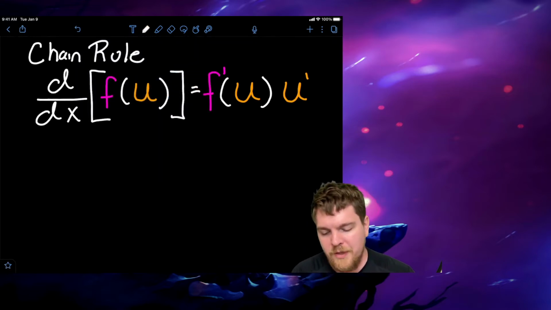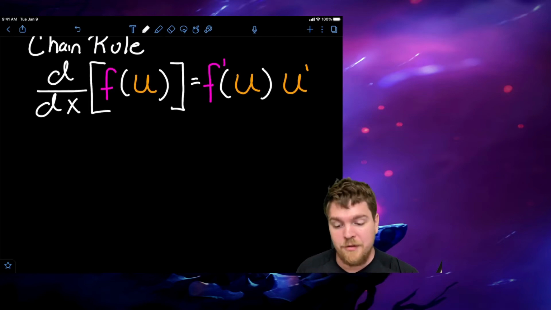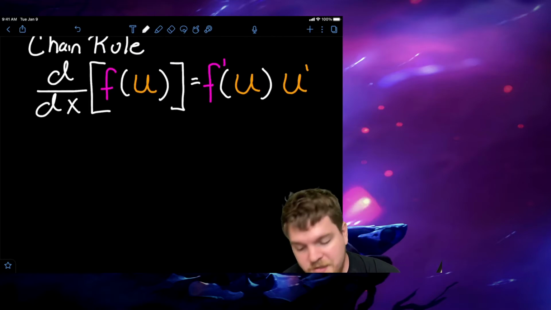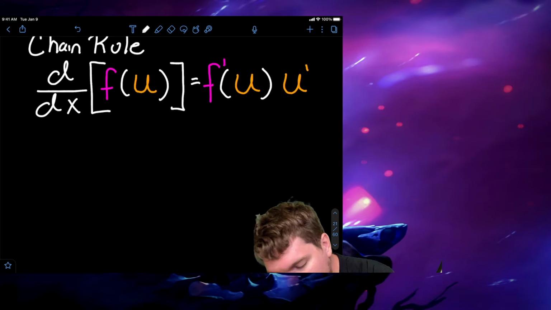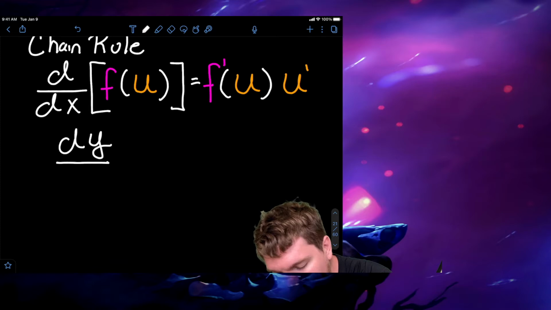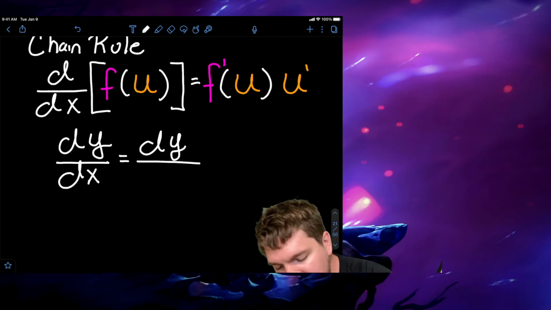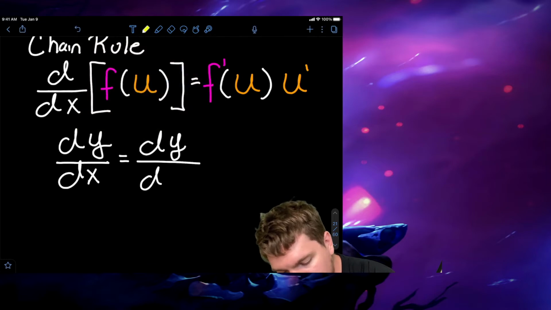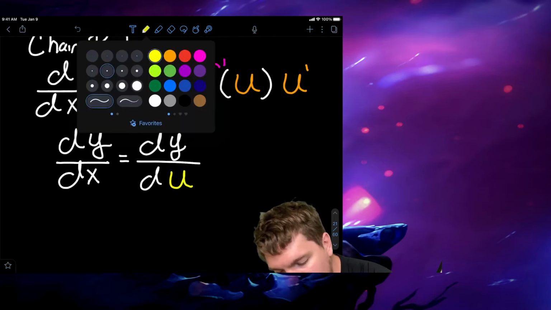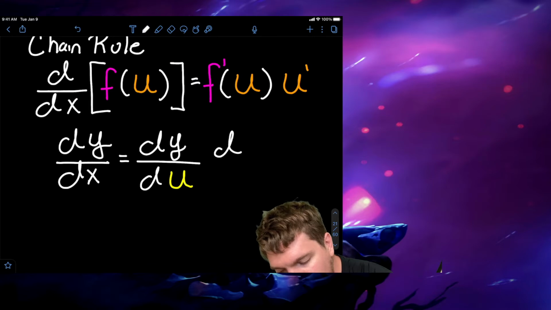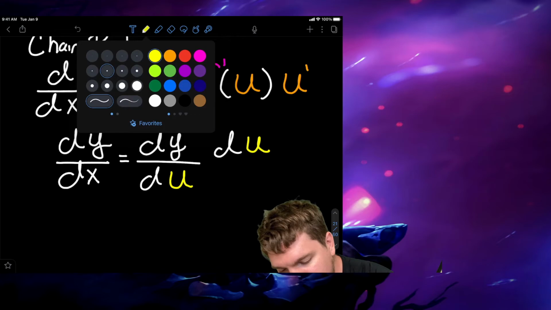Another way that the chain rule can be expressed is using slightly different notation. So you might also see the chain rule expressed like this. The derivative of y with respect to x, you might also see written as the derivative of y with respect to some new variable u, times the derivative of u with respect to x.